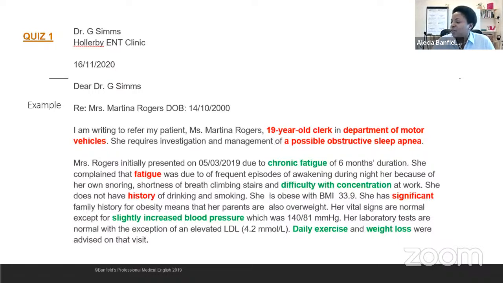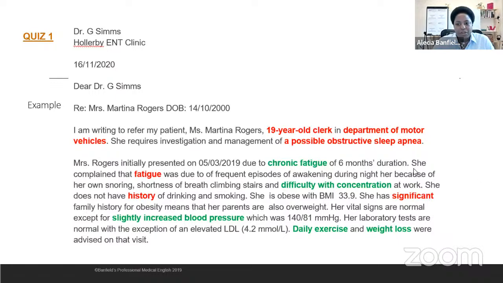Okay, so jewelry is saying remove a, Sundari is agreeing and saying no article before. And you guys are absolutely correct. This is a general diagnosis, obstructive sleep apnea, so you don't need a in front of it. So the correct thing should read, I am writing to refer my patient, Ms. Martina Rogers, a 19-year-old clerk in the Department of Motor Vehicles. She requires investigation and management of possible obstructive sleep apnea. Okay.